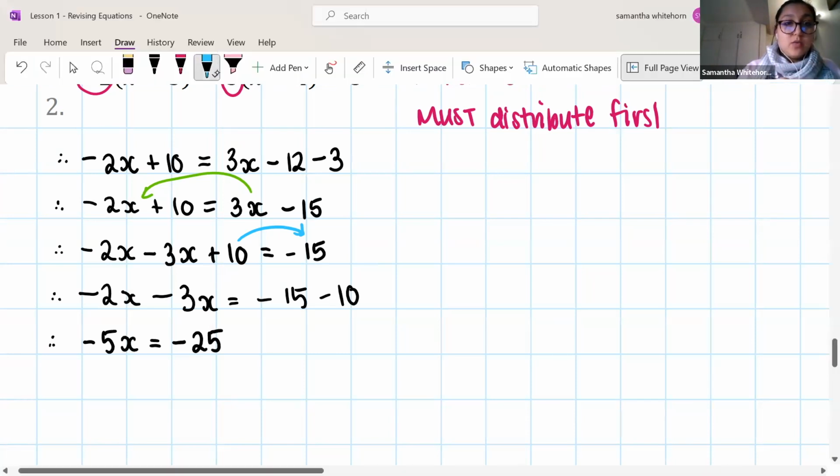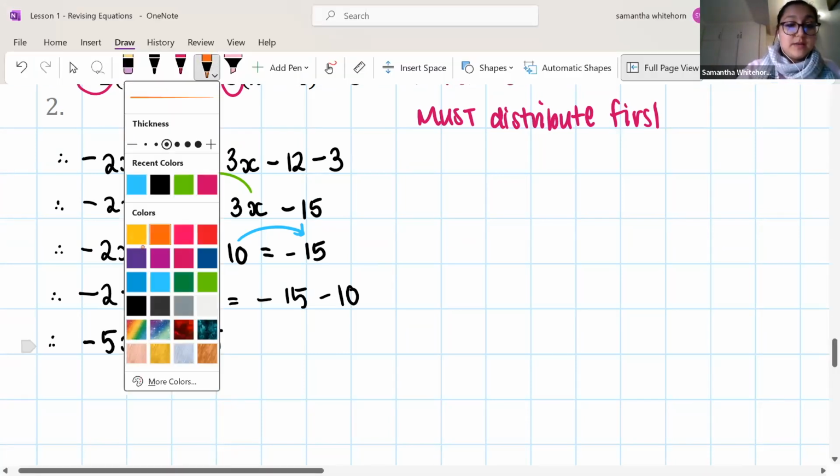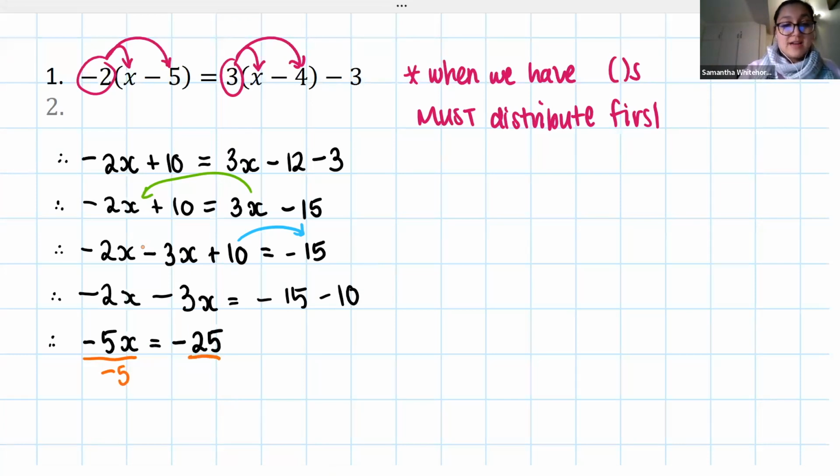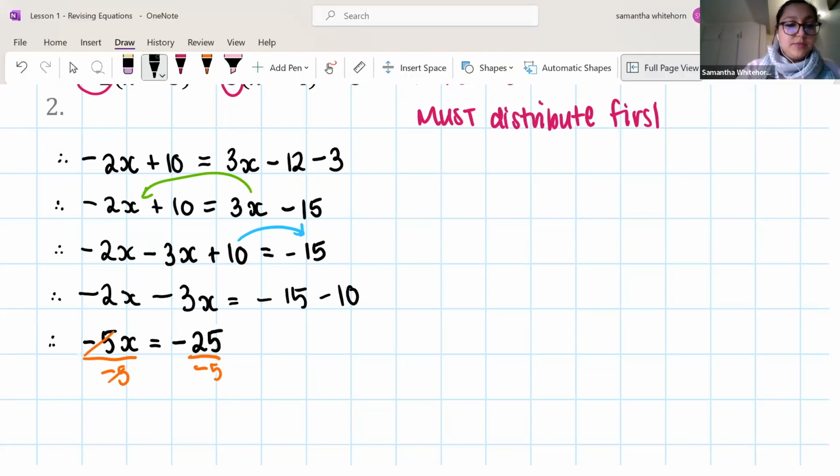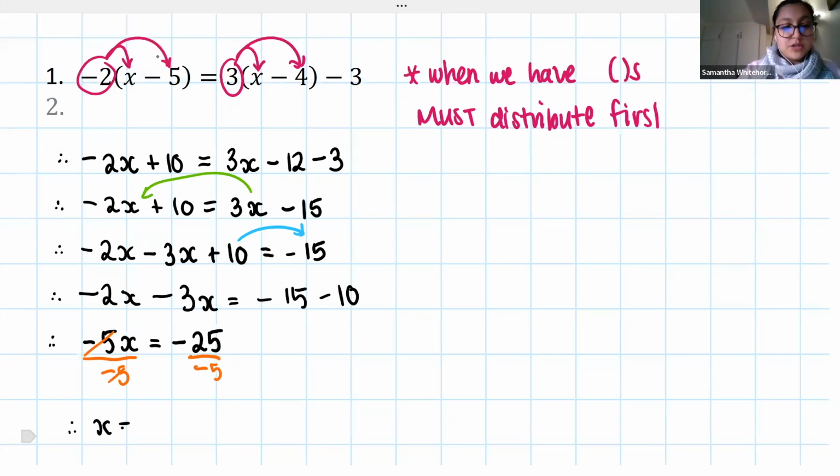Now again, guys, we don't want negative 5x. I just want x. So I need to divide both sides by negative 5. And please remember that a negative divided by a negative is a positive. So on the left, I end up with just positive 1x. Minus divided by minus, as I say, is a positive. And 25 divided by 5 is 5. And so my answer here is x equals 5. So whenever we've got distribution that we need to deal with, we do that first, and then we just solve our equation as we usually would.